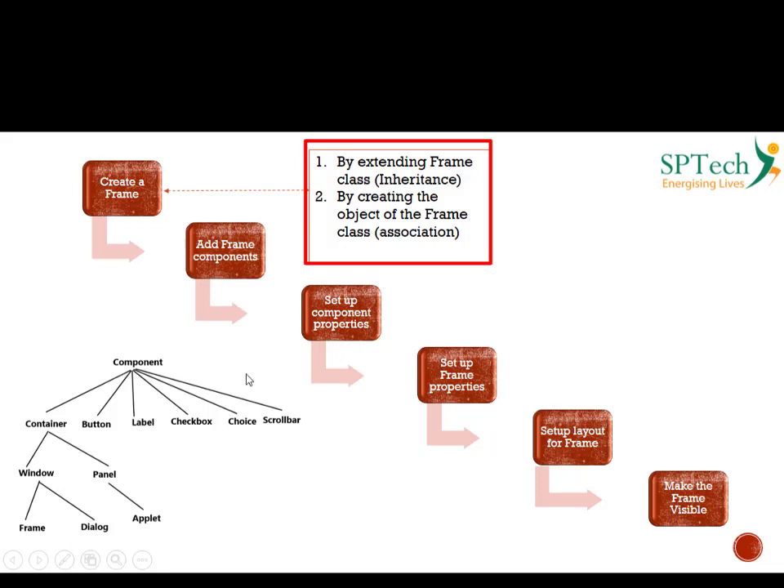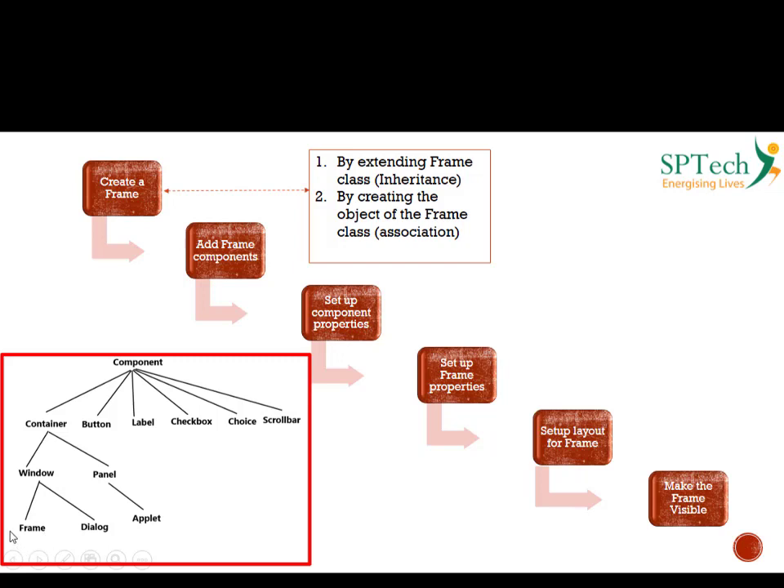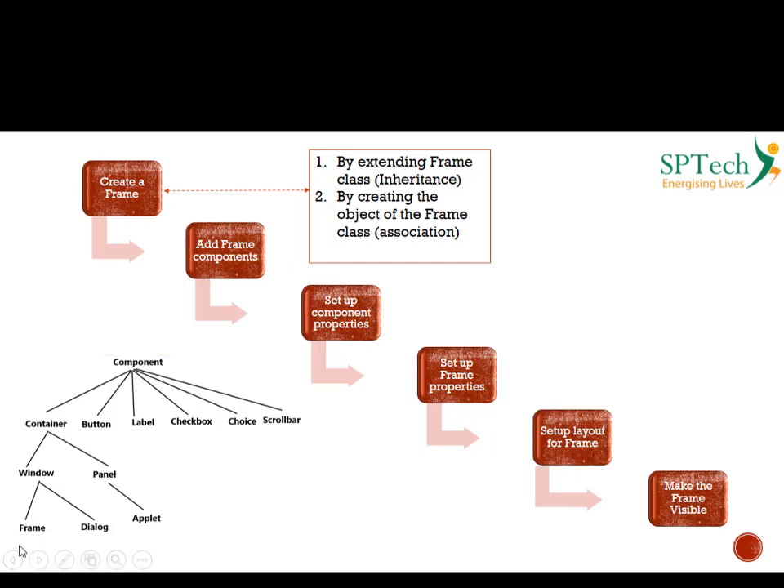You can see that this is your AWT hierarchy. You see that you have this frame class. This frame class is the class of importance to us, because you have to make use of this frame class in order to create a frame. So you have to create a class which extends this frame class, which is called inheritance, or you have to create an object of this frame class, which is called association. I shall show you how to do that in the program. For now, understand that the first thing is you have to create a frame class, or create an object of the frame class.